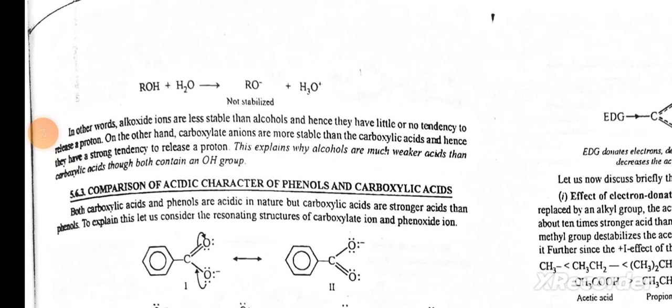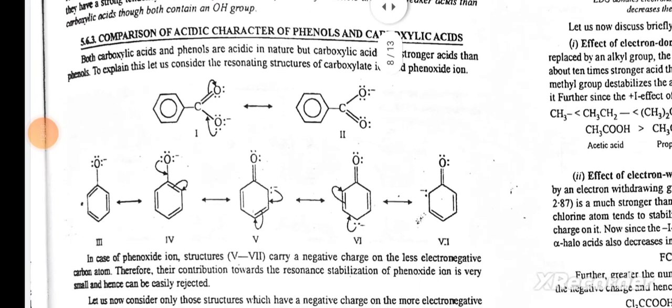Not stabilized. In other words, alkoxide ions are less stable than alcohols, and hence they have little or no tendency to release a proton. On the other hand, carboxylate anions are more stable than the carboxylic acids, and hence they have a stronger tendency to release a proton. This explains why alcohols are much weaker acids than carboxylic acids, though both contain one O-H group.